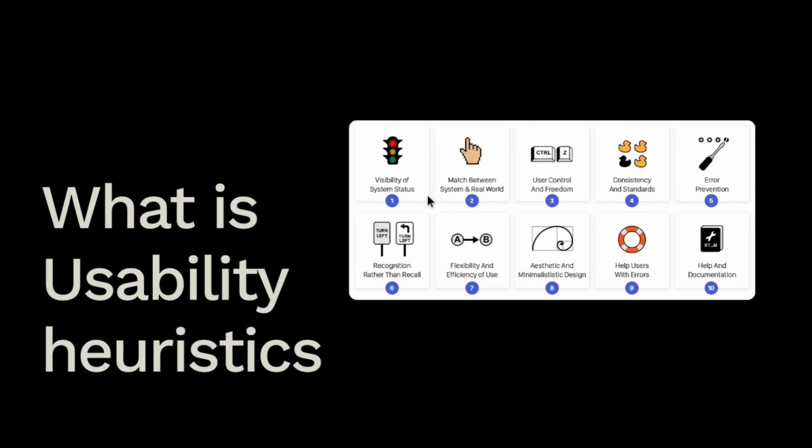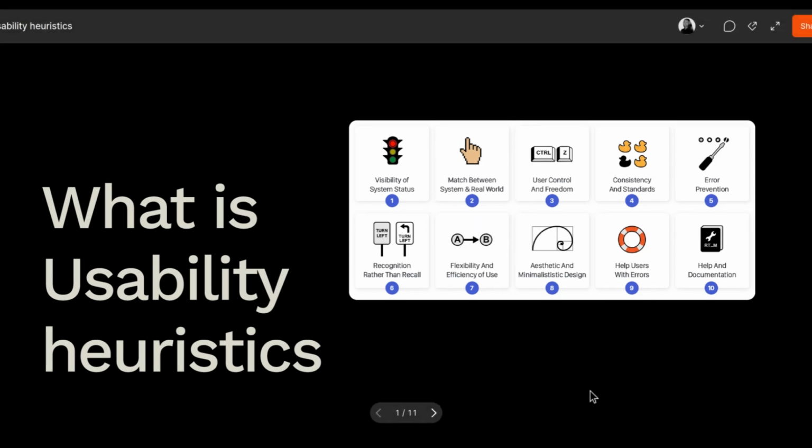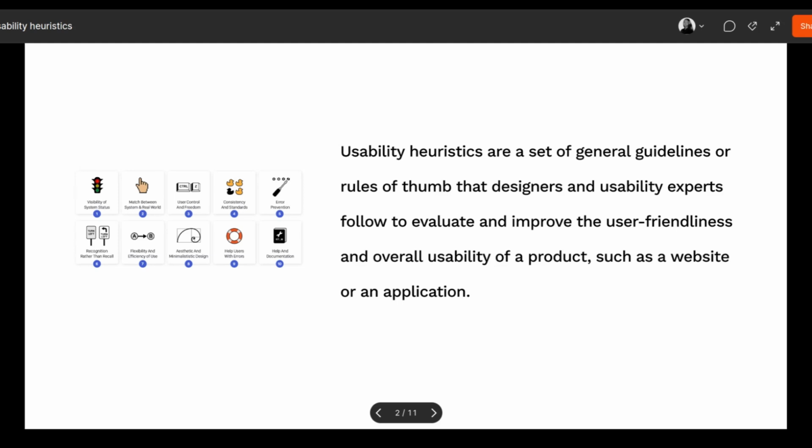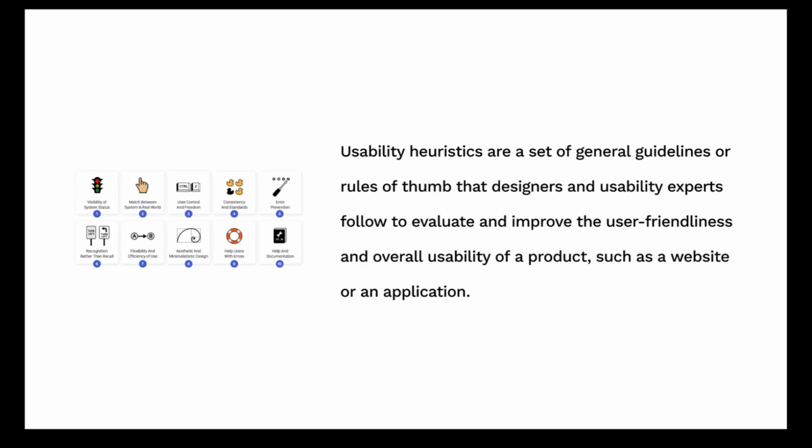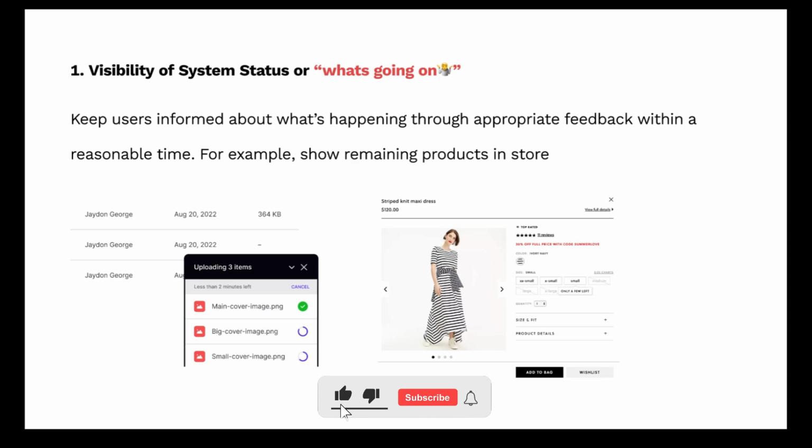Hey guys, so in today's video we'll be talking about usability heuristics. Usability heuristics are a set of general guidelines or rules of thumb that designers can use to improve their design to make it more user friendly. The design can be a website or an app. So let's explore them in detail.